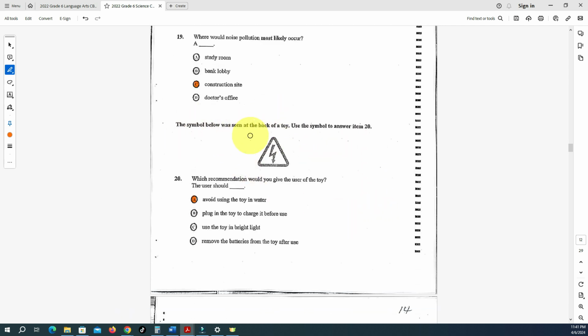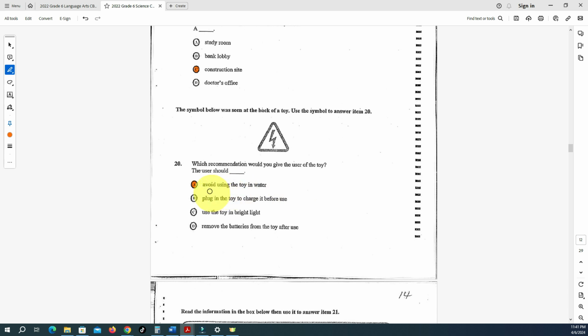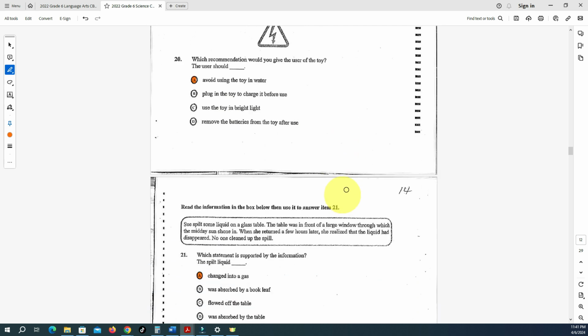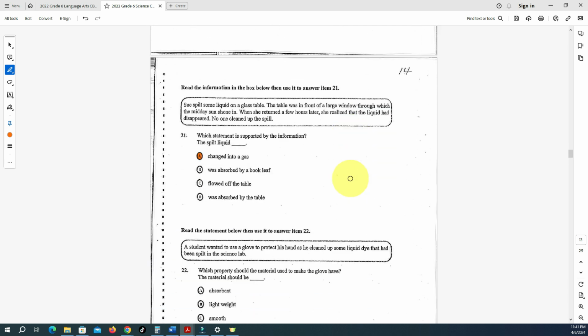The symbol below was seen at the back of a toy. Use the symbol to answer item 20. This symbol is high voltage. It's a high voltage signal. So definitely I chose avoid using the toy in water because it asks which recommendation would you give the user of the toy? The user should avoid using it in water. It's high voltage, so you don't want to put it in water, right? So I chose A. What would you choose?